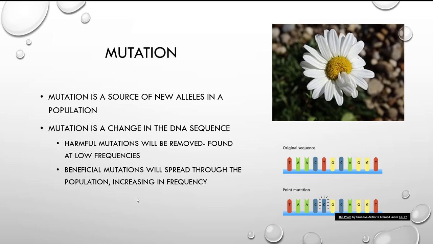Okay. The third mechanism of evolution is genetic drift. So with genetic drift, we're going to start out with an Amoeba Sisters video, and then we'll talk about it.